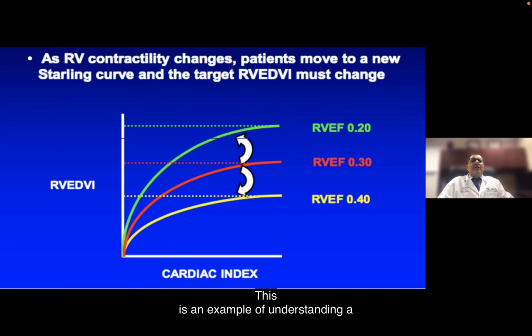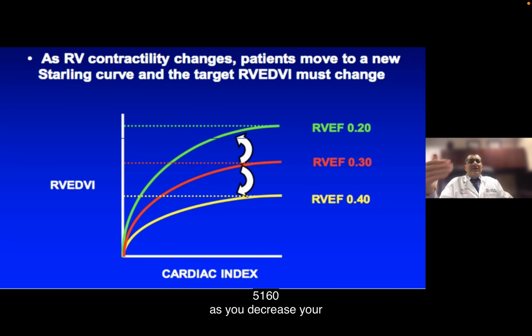This is an example of understanding a CCO, where you're matching the volume with the contractility. So if you have an RVEF of 40, you know that your end-diastolic volume should be very low. Those numbers are usually about 80 to 120 for an RVEDV, with an RVEF of about 35 to 40. And in the critically ill, you're going to see it in the 150s, 160.